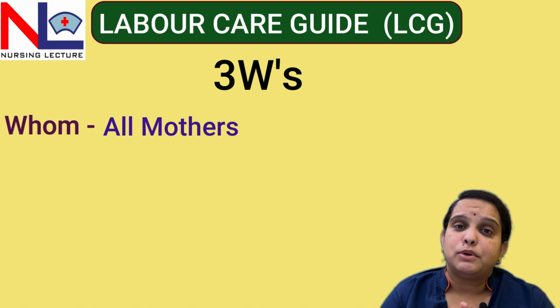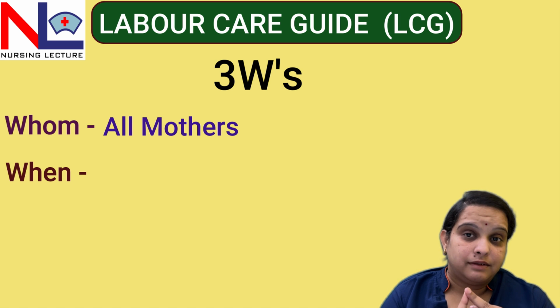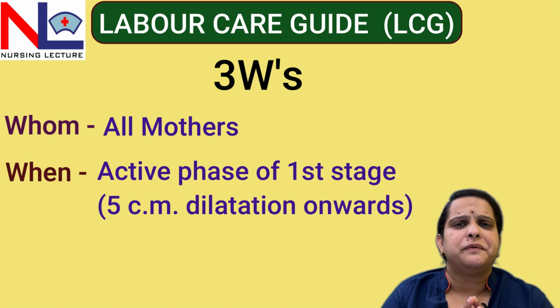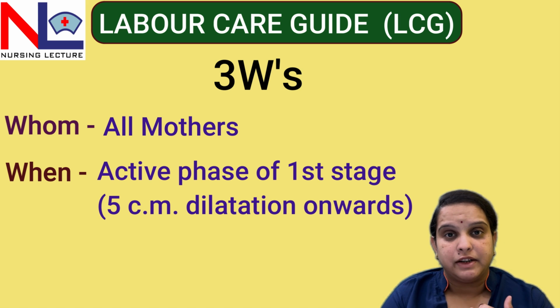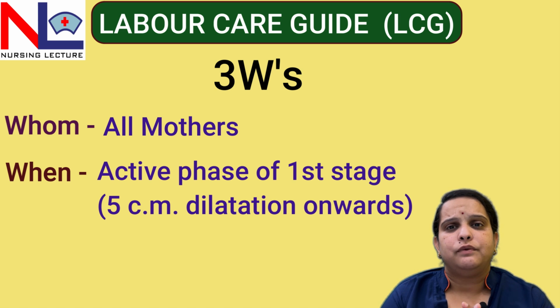And the second W is when the guide is to be used. Once the woman enters the active phase of the first stage of labor, because here the definition is modified, and the active phase begins at 5 cm of dilatation. So once the woman has 5 cm dilatation, thereafter we can monitor the mother through this tool.